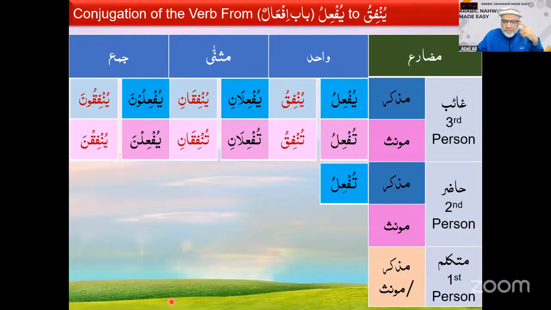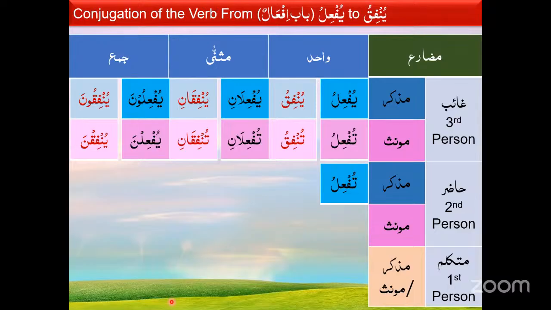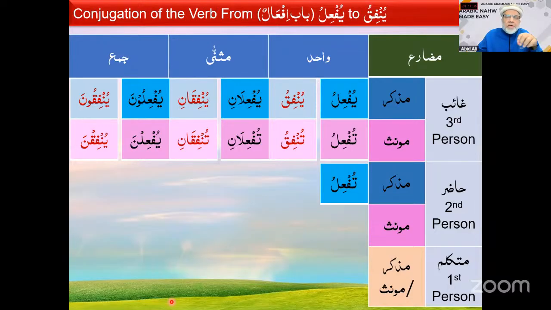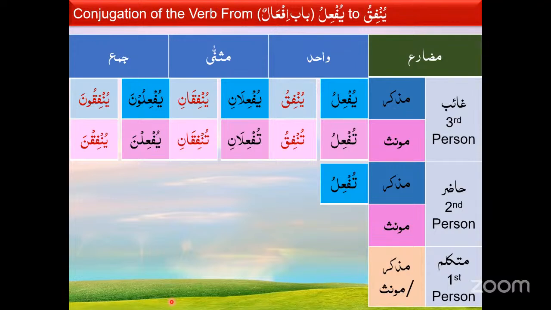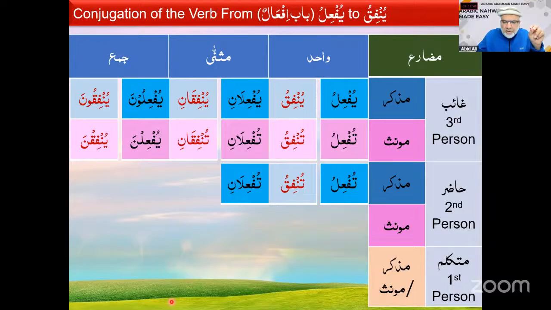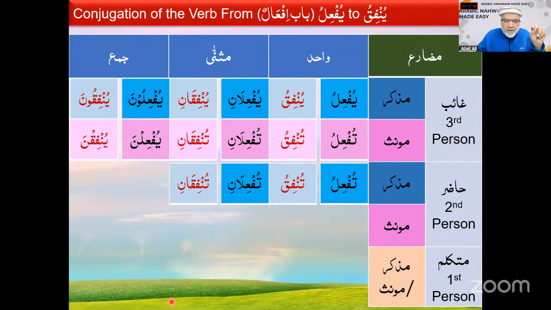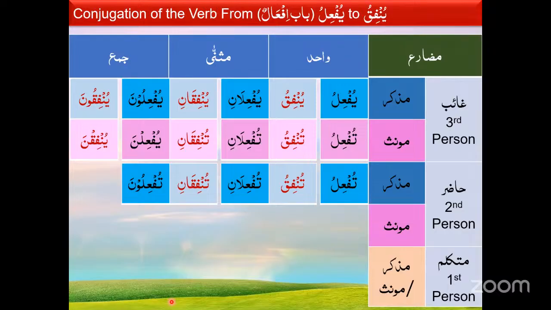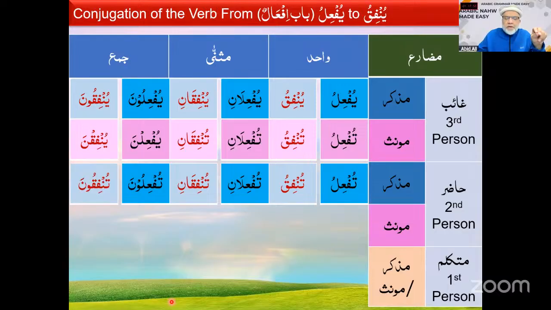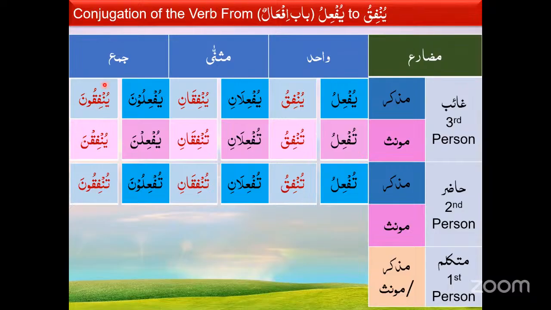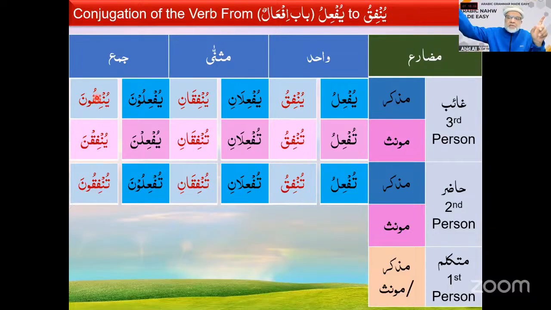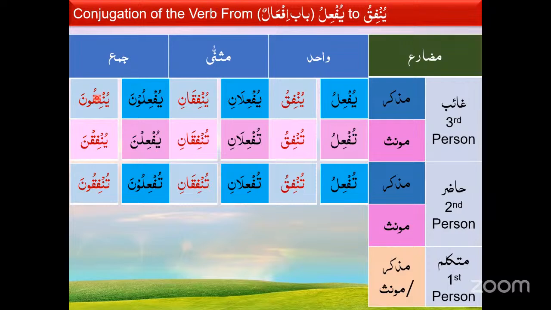Tuf'ilu, masculine, will be tunfiqu. Why are you putting yu in there? Stay with tu. Tunfiqu. Okay, the next one is tuf'ilani. Tunfiqani. Then tuf'iluna. Tunfiquna. What is the difference between yunfiquna and tunfiquna? Yunfiquna will be they spend. And tunfiquna, you all spend.